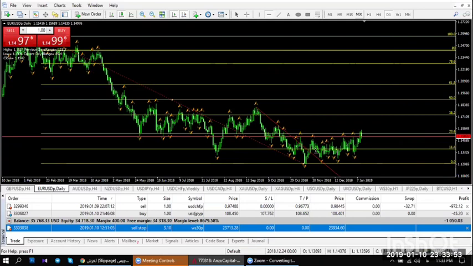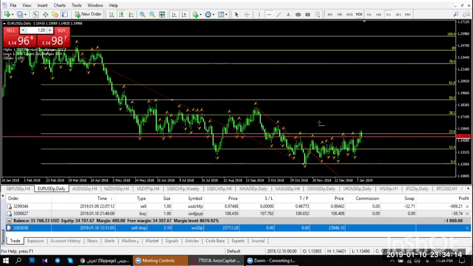Please tell me what about the trend. We have an uptrend. Good job. So we had a downtrend before, but then we've had a reversal and now it's an uptrend.